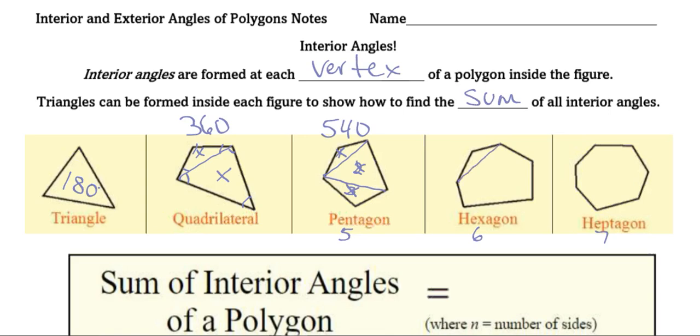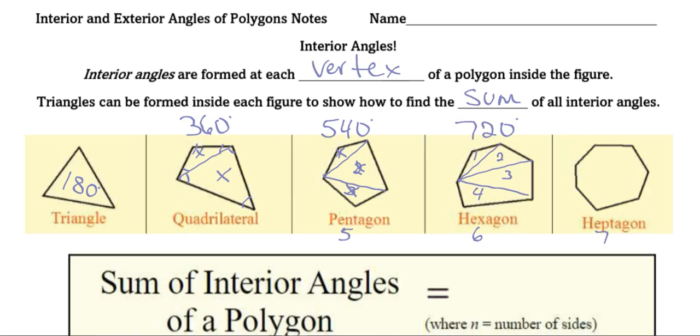From that vertex, I can connect it across to these other 3 vertices, giving me 1, 2, 3, 4 triangles, each with 180 degrees. So that has a total of 720 degrees. Hopefully you can see the pattern. Every time we add a side, we add another triangle, and we add another 180 degrees.